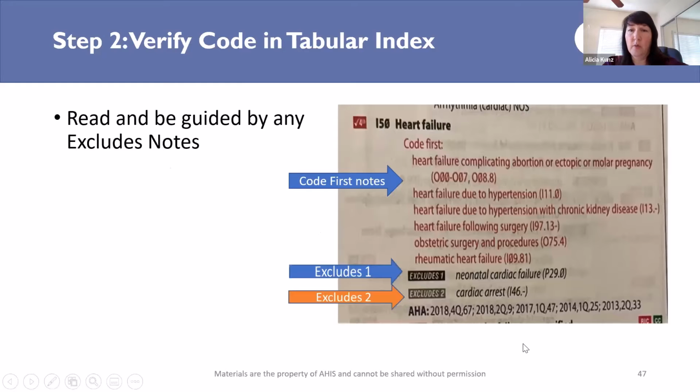Okay, so again, we were looking up heart failure, and you can see here on the screen that there are some excludes notes in red. It'll tell you code first: heart failure due to hypertension, or heart failure due to hypertension with chronic kidney disease. There's an excludes 1 for neonatal cardiac failure, and that means that you cannot code regular heart failure with neonatal cardiac failure. They don't go together. But there is an excludes 2 note for cardiac arrest, which means if they have CHF and they had a cardiac arrest, you could code the two together.